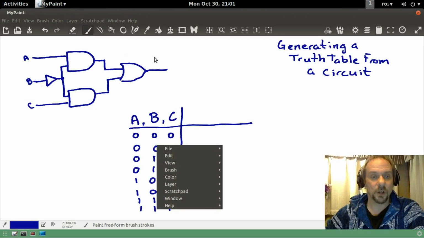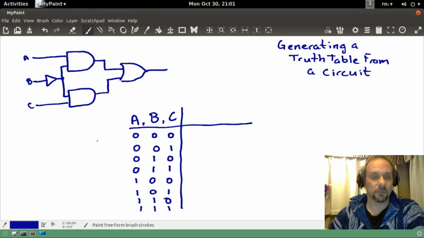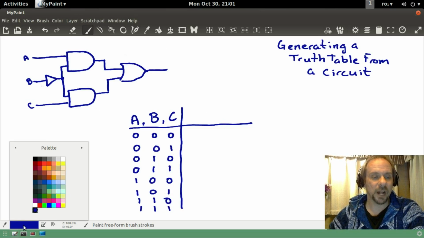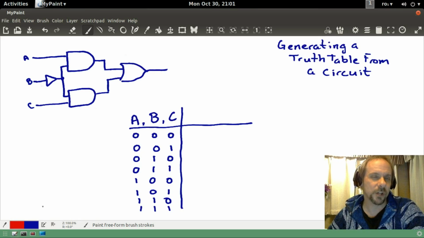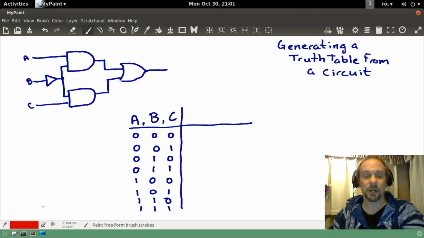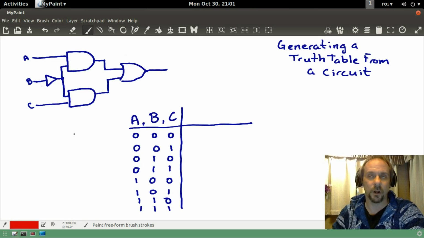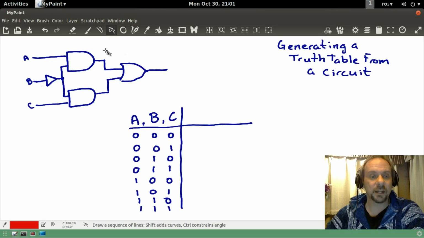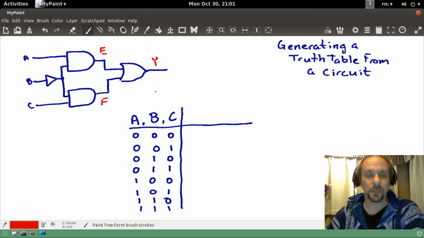Okay, so the first thing we want to do when developing a truth table from the circuit, and there's a couple of ways of doing this, and I'll show you the most common way. I don't think it's the most efficient, but it is the most common. It's what you see if you log on to YouTube or whatever. And that is to label each output area with some letter. So I'm going to use E, F, and I'll use Y for the actual final output because that's what the book uses.